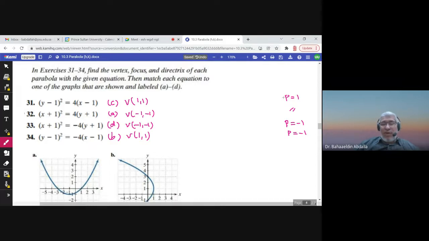So P is 1, and the graph opens to the right. So if the vertex is 1, 1, the graph opens to the right. So if I go 1 unit, I will reach the focus. 1 unit to the right, and 1 unit to the left, the directrix. So the focus has coordinates 2 and 1, and the directrix has the equation x equals 0.